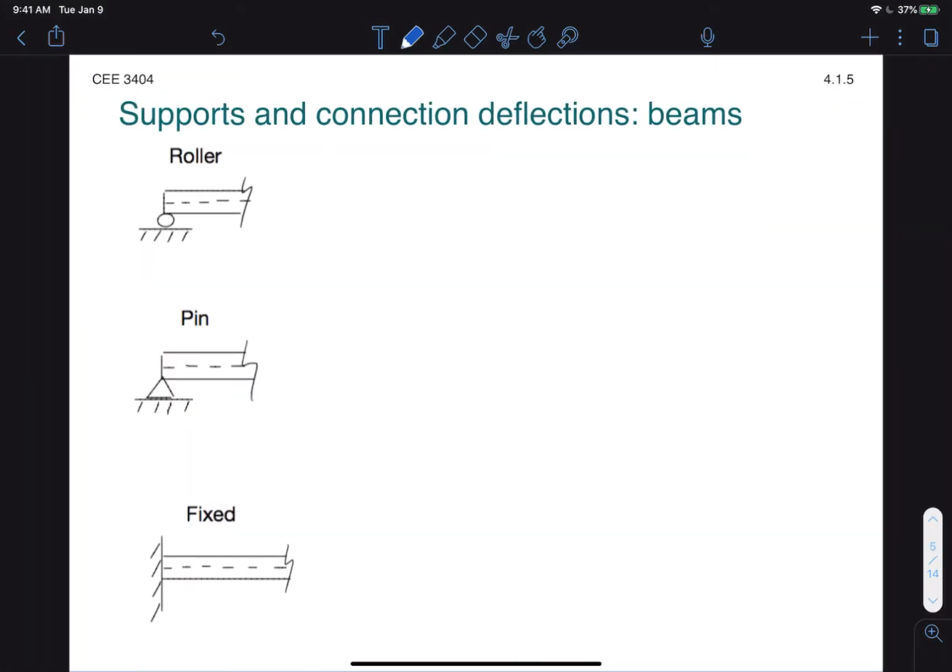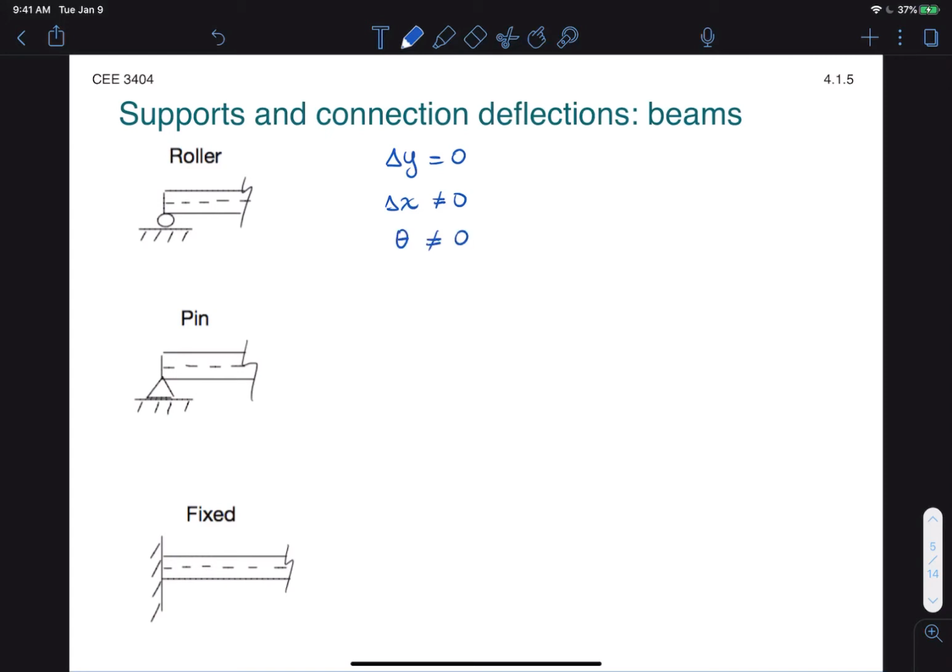Alright, so let's look at the assumptions we make when drawing deflected shapes at supports. For a roller, we know that motion is constrained only in the y direction. So we know that deflections in the y direction must be equal to 0. In other words, there is no deflection in that direction. However, it is not constrained to move left and right in the x direction. So generally we can say that changes in the x direction are non-zero. It is also not constrained against rotation, so the angle is also non-zero.